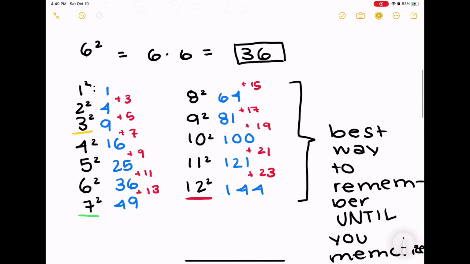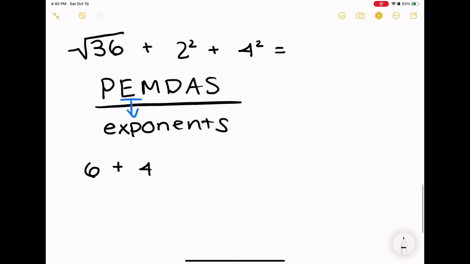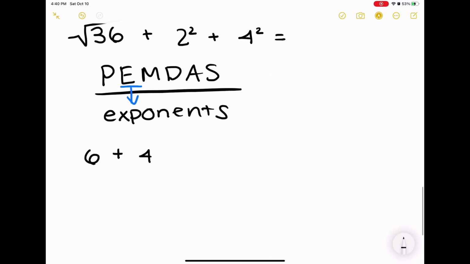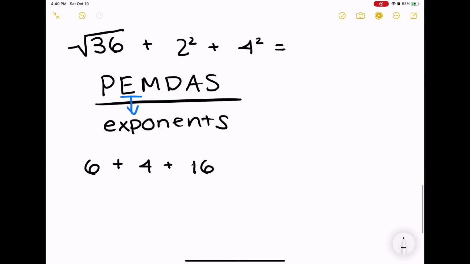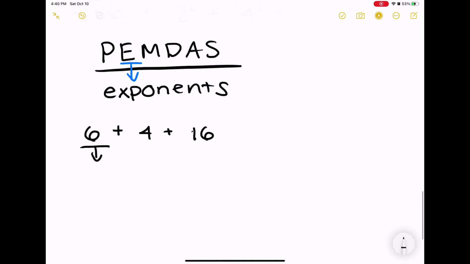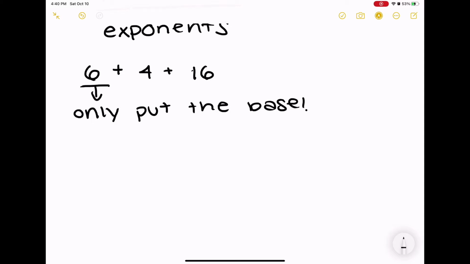Now, if we refer back to our chart, 6 squared is equal to 36. So we know the square root of 36 is 6. And 2 squared is 4, and 4 squared is 16. Now, if we just simplify this problem, and just remember, what did I do here? I did not put the exponent. I only put the base. Now, if we simplify it, we're going to get 10 plus 16, which is equal to 26. And 26 is the answer.